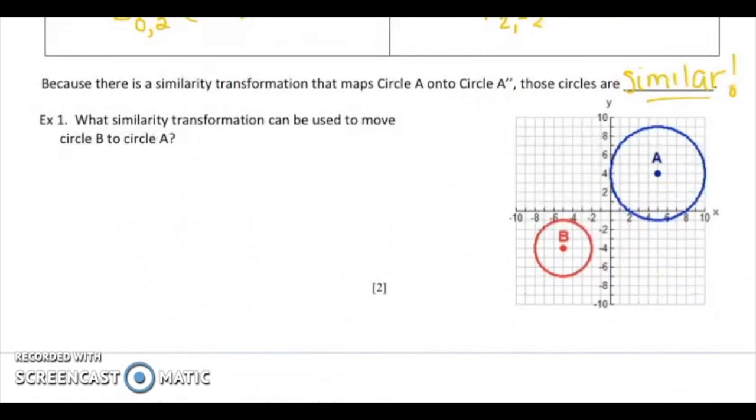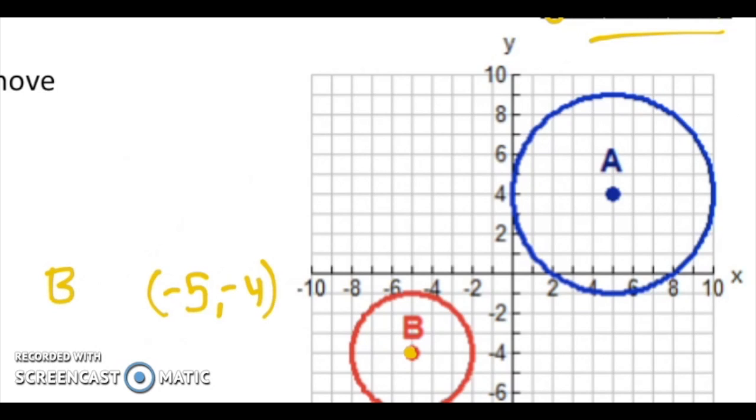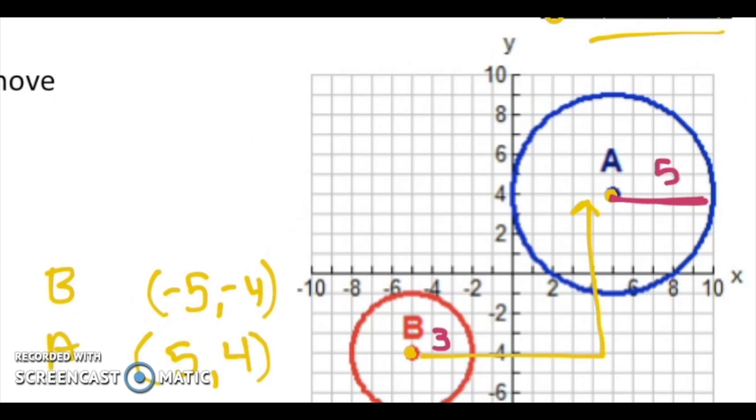So let's look at this example and think about this the same way. We want to map circle B to circle A prime. So circle B has a center at -5, -4. Circle A has a center over here at +5, +4. So I know that this is going to have to translate, right? It's definitely going to have to translate. But my radius also changes. So here, circle B has a radius of 3. Circle A has a radius of 5. So there's definitely a dilation there as well.